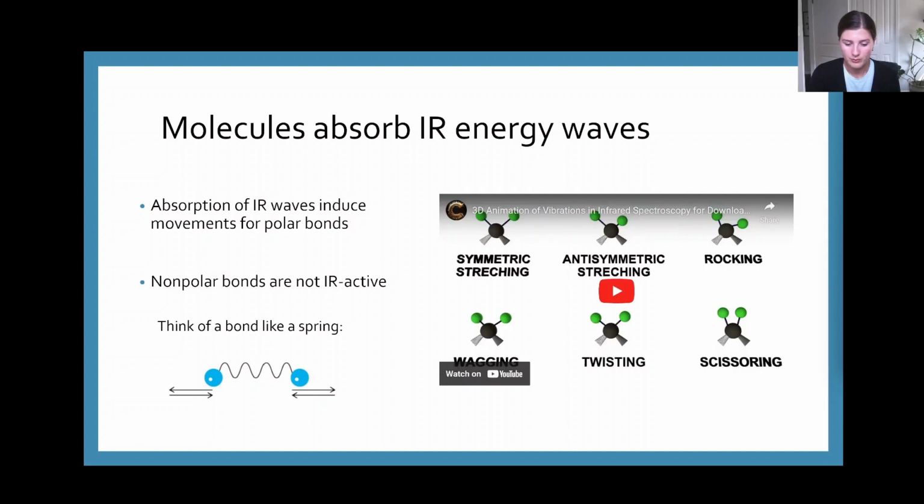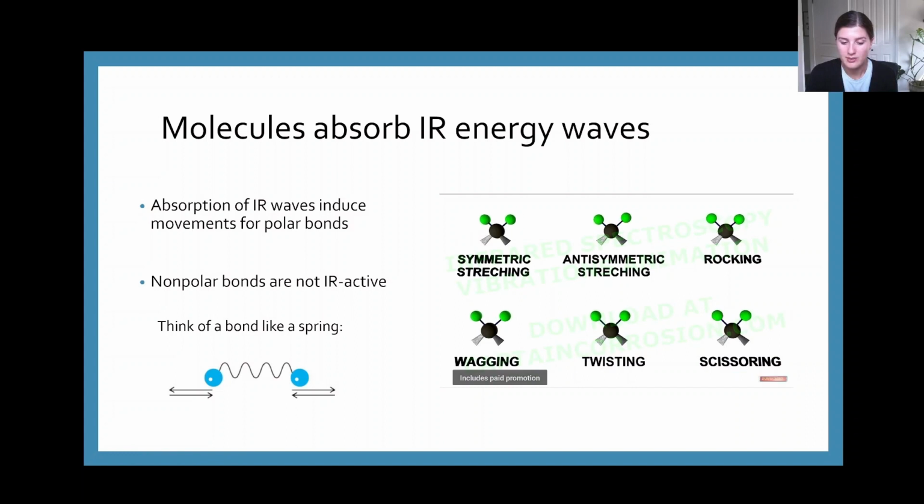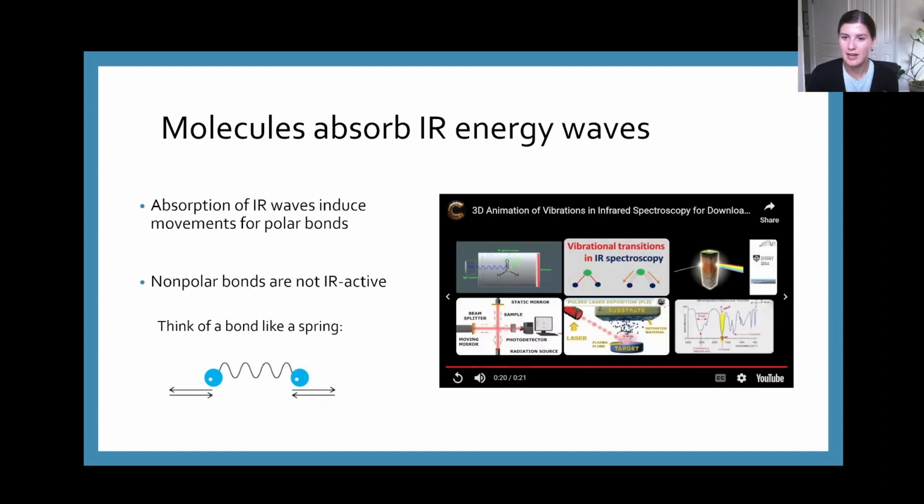So I have a video, hopefully this plays correctly, that shows what these movements look like in molecules. You can see there's some stretching, the top left movement, that can be symmetric or asymmetric. You can see bonds can rock. You see the rocking on the top right. They can wag, they can twist, they can scissor. So different energies will induce those different movements in a molecule.